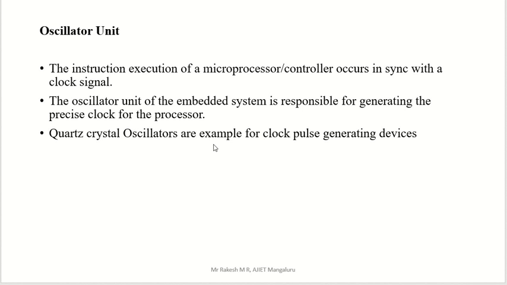Quartz crystal oscillators are an example of clock pulse generating devices. That is one of the oscillator devices. This one, quartz crystal, has the main aim of generating the clock for the processor.